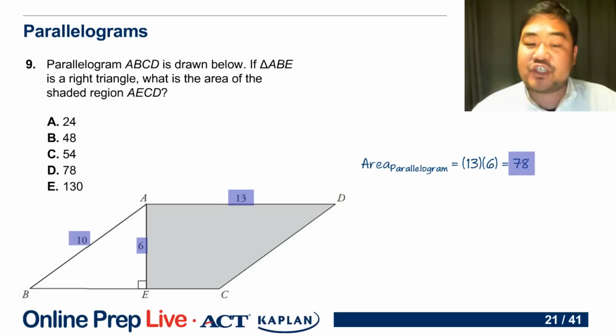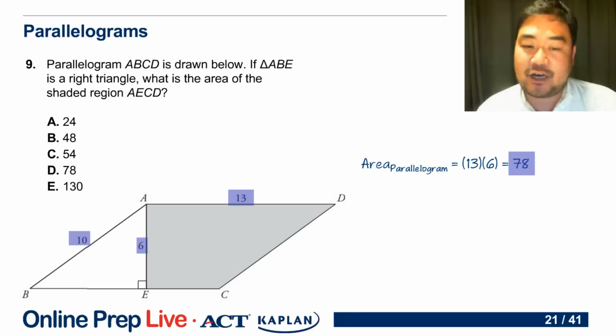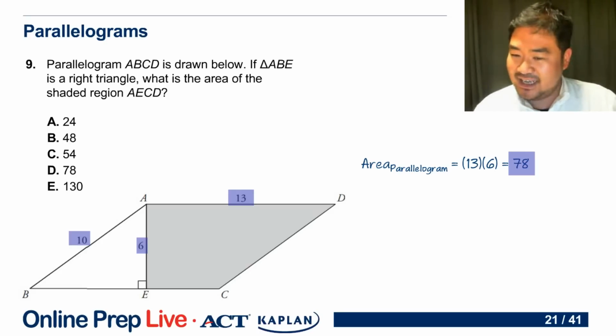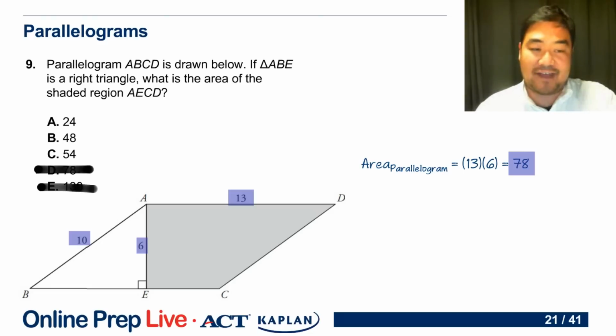But since we're looking for the area of just the shaded region, well, let me ask you this. Logically speaking, what do you know about the area of the shaded region compared to the number 78? Is the area of the shaded region going to be 78? The area of the parallelogram is 78, but the shaded region is smaller than that, right? So the area of the shaded region has got to be less than the area of the parallelogram. With that in mind, there are a couple answer choices we can eliminate. We know it can't be 78, and it's got to be smaller than 78. So therefore, we can also get rid of the answer choice that's bigger than 78. We can get rid of 130. And look at that. Now we've got 3 answer choices remaining.